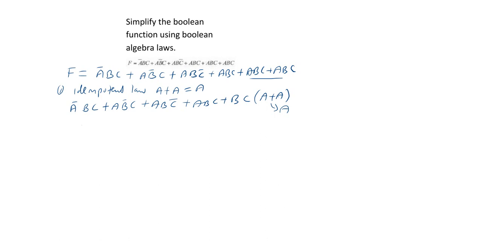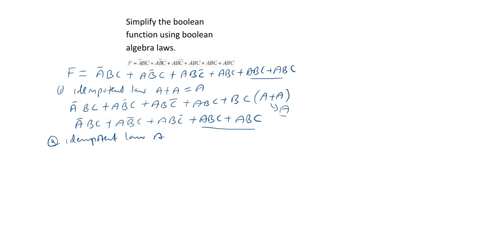not a bc, or a not bc, or a b not c, or a bc, or this a we multiply with bc, we get also a bc. As you can see, these two terms, we can apply the same law. So idempotent law still is applied, of a or a is equal to a.